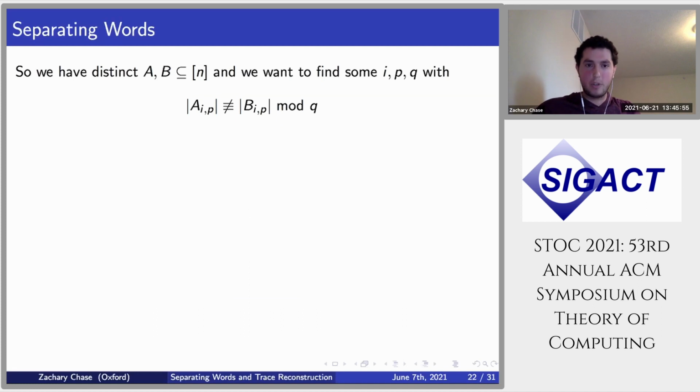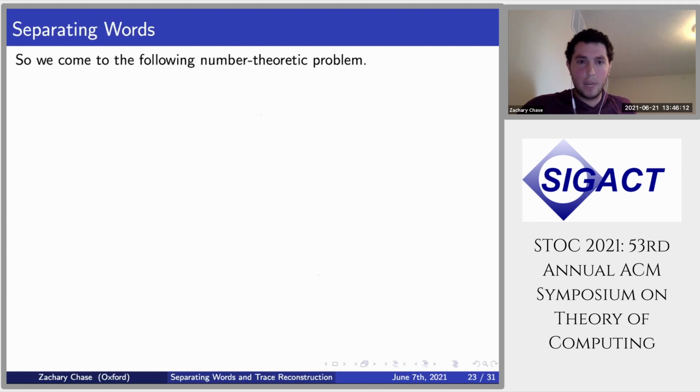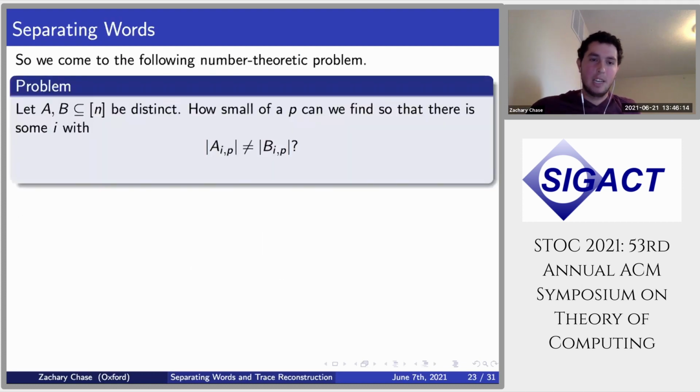So just to rephrase it, we have distinct sets A and B, and we want to find some I, p, and q with pq small so that the number of things in A that are I mod p is not congruent to the number of things in B that are I mod p modulo q. And we can quickly get rid of the q. I don't have time to explain why, but here is the problem we wish to solve. Let A and B be distinct subsets of 1 through n. How small of a p can we find so that there is some I with the number of things in A that are I mod p different from the number of things in B that are I mod p?